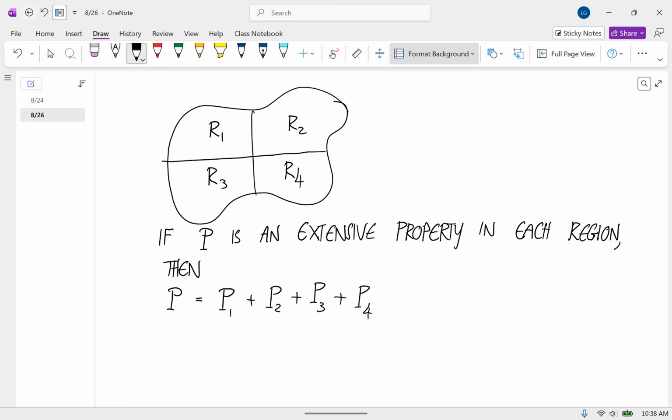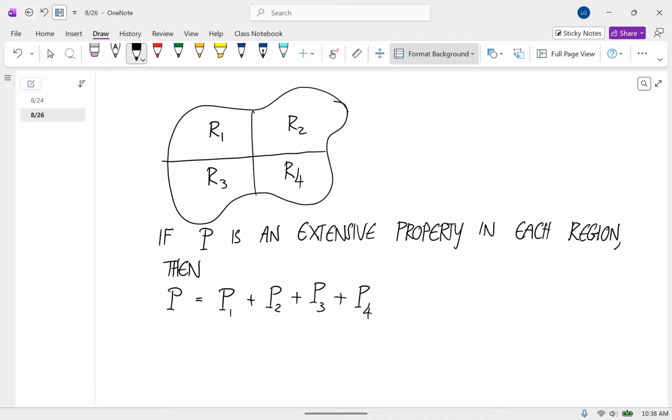Okay, so thinking about it this way, let's think about a few different properties. Again, let's start with temperature. If this is the room and we split it into 4 pieces, and we take the temperature in each one of those 4 pieces of the room, say that we get 70 degrees over here, 70 here, 70 here, 70 here. Does it make sense that the temperature of the whole room is 280 degrees? No, that would be a catastrophe. So temperature is not extensive.